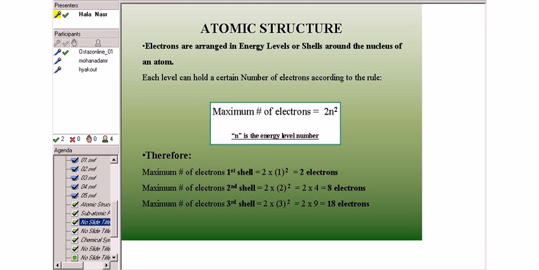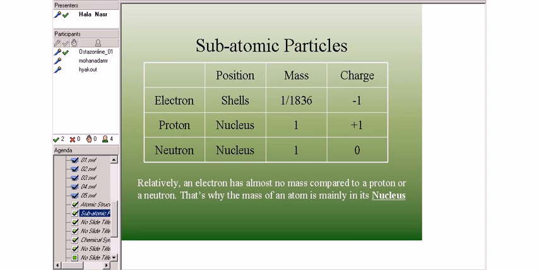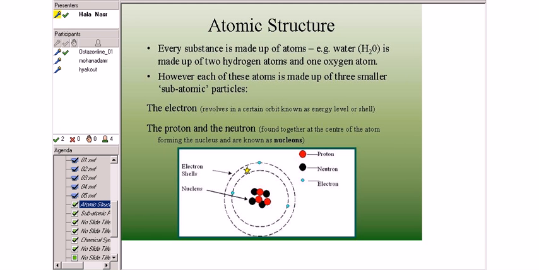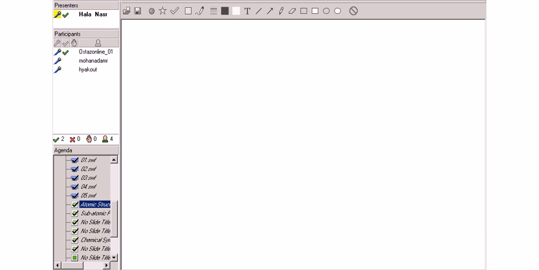So let's get back to our slide. Here you go. As you see in the first energy level, which is energy level number 1, only 2 electrons in this energy level. Now, who can do the energy level number 2? Okay, Mr. Ahmed, can you do it?